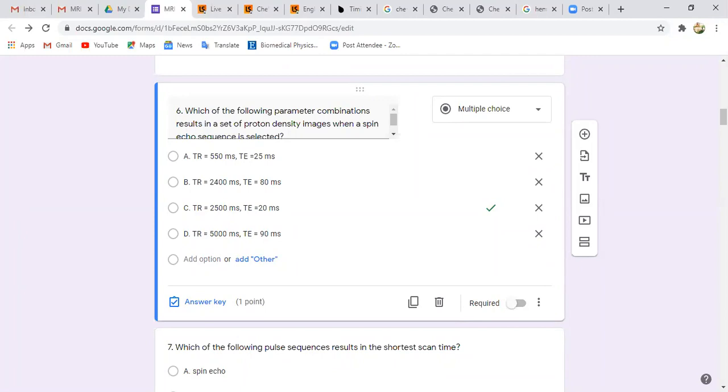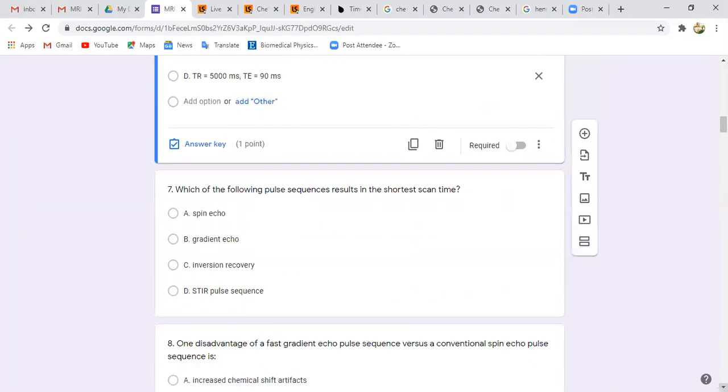B, yes. It can also be B. You can also repeat, but mostly the TE for T2 is in the neighborhood of 100. For this one, we still go for T2.